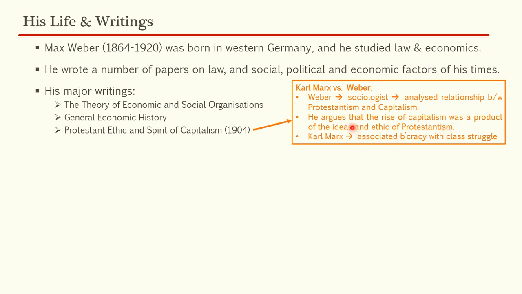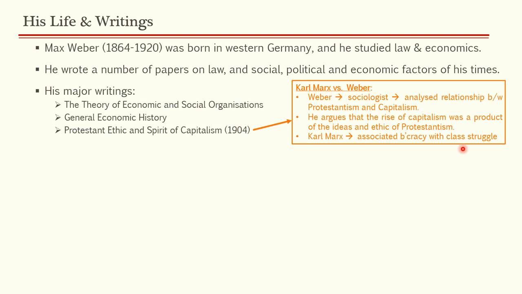Now this is in opposition to what Karl Marx suggested. Now Karl Marx's ideas also you will study under state theories in the public policy module. What Karl Marx said is he associated bureaucracy with class struggle. He said that there is one elite class which dominated over the lower class. So this kind of class struggle and class domination was associated with bureaucracy by Karl Marx. Basically for Karl Marx, remember this, bureaucracy was an apparatus of oppression.